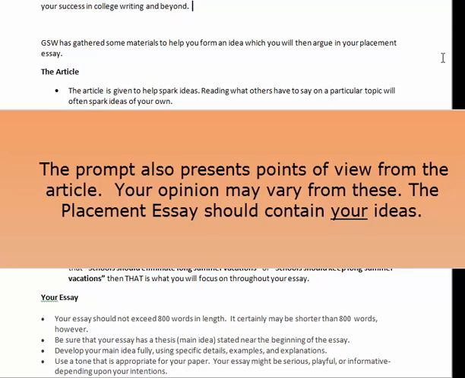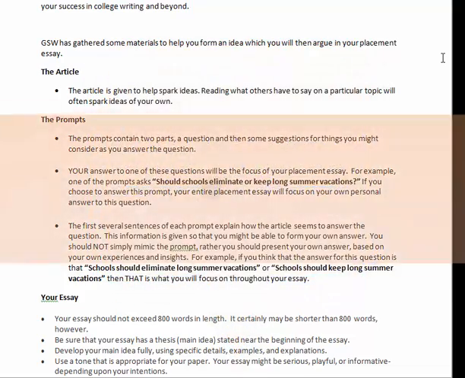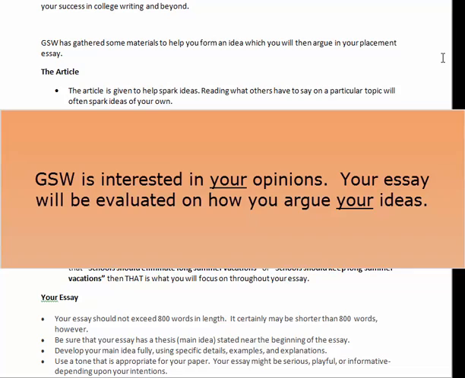The first several sentences of each prompt explain how the article seems to answer the question. This information is given so that you might be able to form your own answer. You should not simply mimic the prompt. Rather, you should present your own answer based on your own experiences and insights. For example, if you think that the answer for this question is that schools should eliminate long summer vacations, or schools should keep long summer vacations, then that is what you'll focus on throughout your essay.